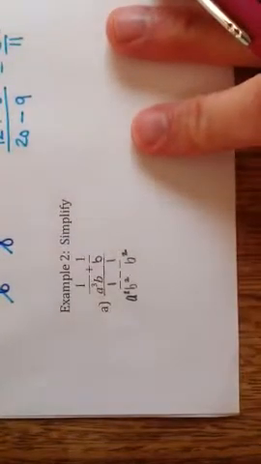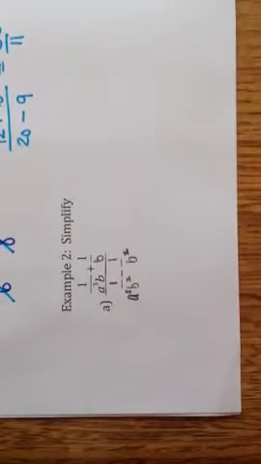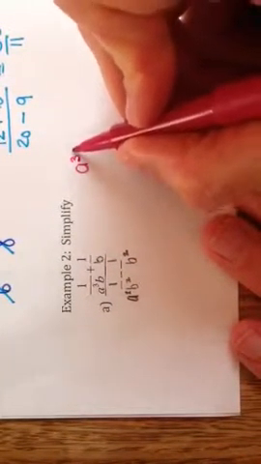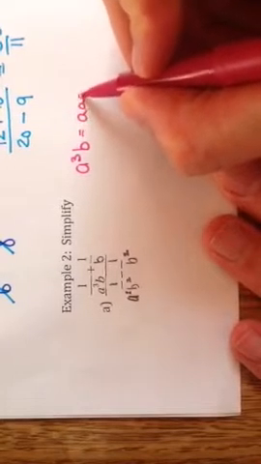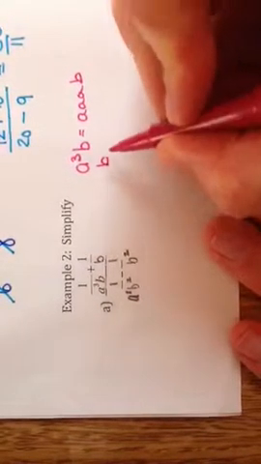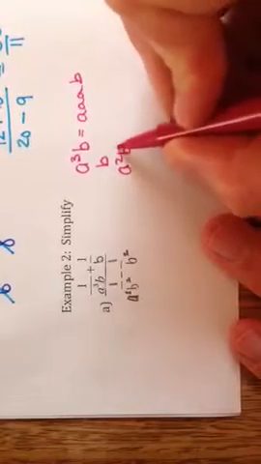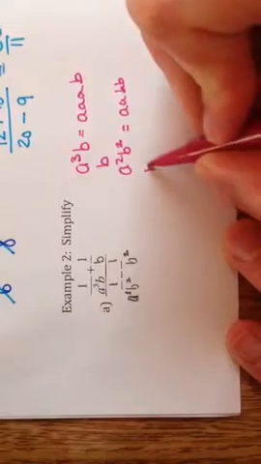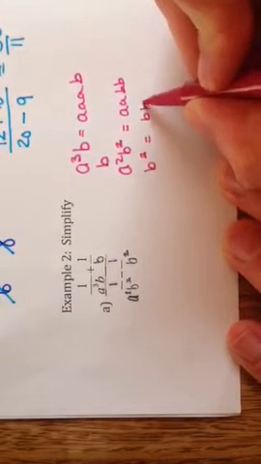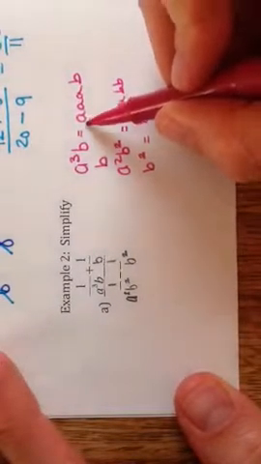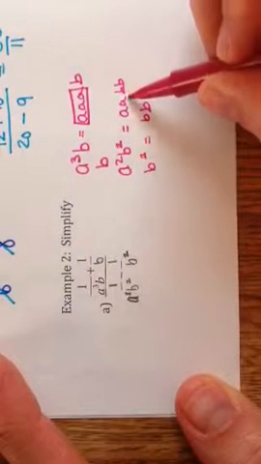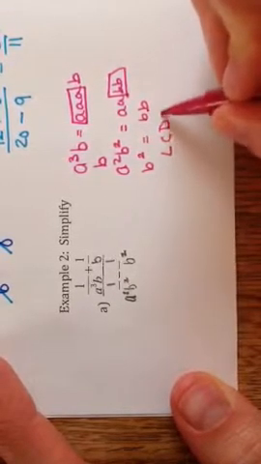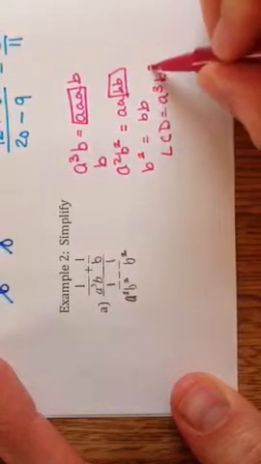Okay, if we look at example number 2, find your LCD. So I have a cubed b, which is going to be 3 a's and 1 b. I have a single b. I have a squared b squared, so I would have 2 a's and 2 b's. And I have a b squared, which would be 2 b's. So the greatest number of times that a occurs is 3 times, and the greatest number of times that b occurs is twice. So my LCD would be a cubed b squared.